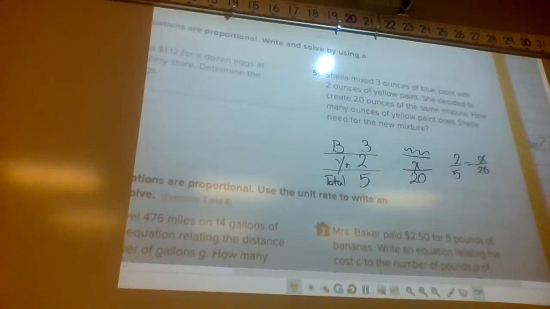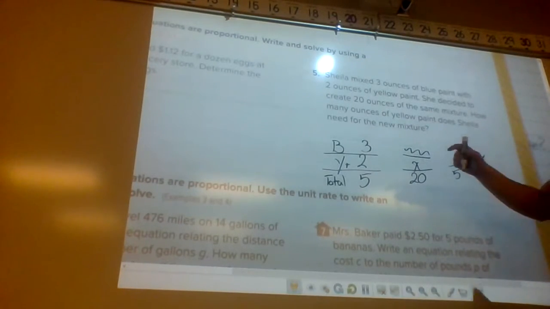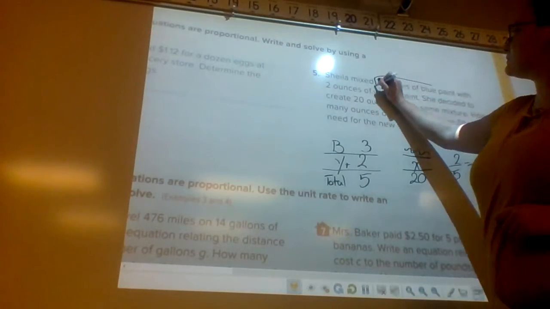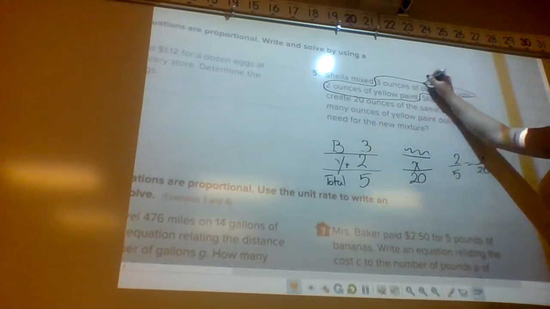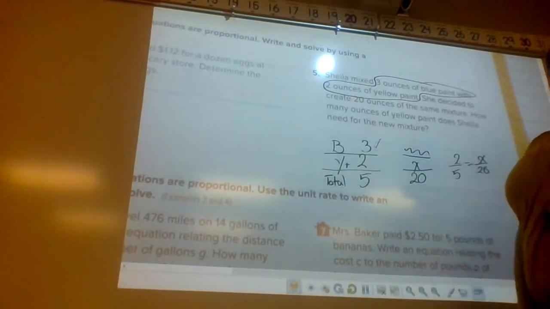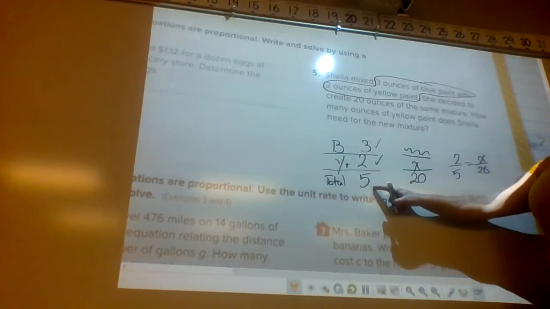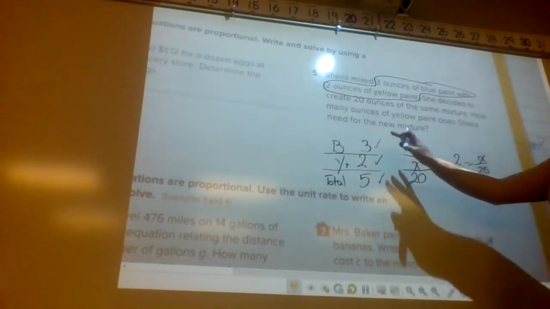Can you solve it now? All right. Will that help you know how to set those up? On which part? On the middle one. On which one? The middle, like where I was putting. Okay. It says she has 3 ounces blue paint with 2 ounces of yellow, right? So you know how we got this one? Do you understand how we got the 5? Okay, so you good with that one?